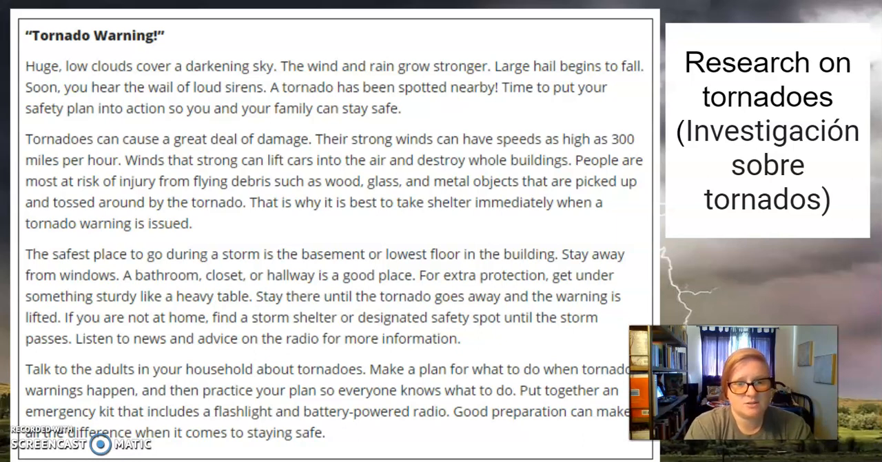Talk to adults in your household about tornadoes. Make a plan for what to do when tornado warnings happen, and then practice your plan so everyone knows what to do. Put together an emergency kit that includes a flashlight and battery-powered radio. Good preparation can make the difference when it comes to staying safe.